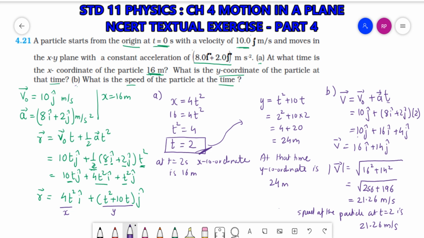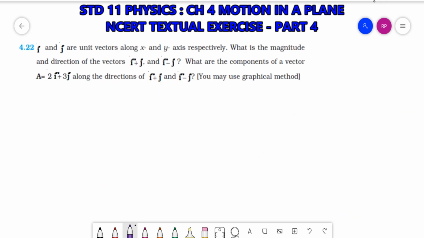Okay, now let's move. 4.22. i and j are the unit vector along x and y axis respectively. What is the magnitude and direction of i plus j and i minus j?